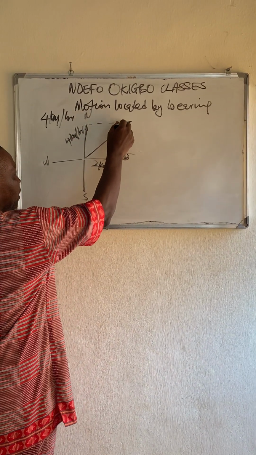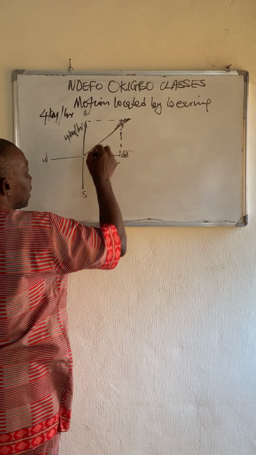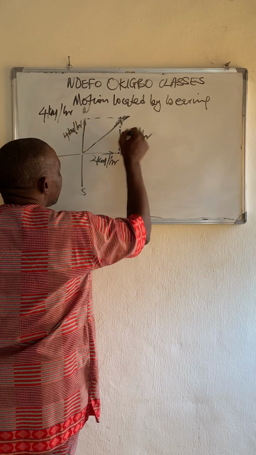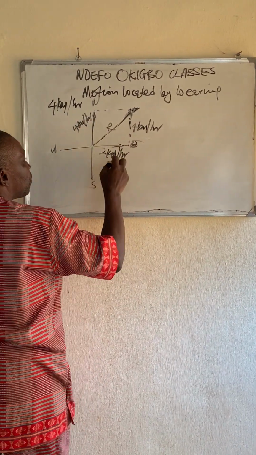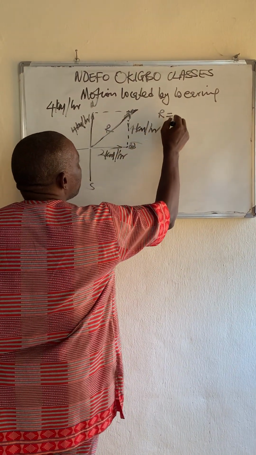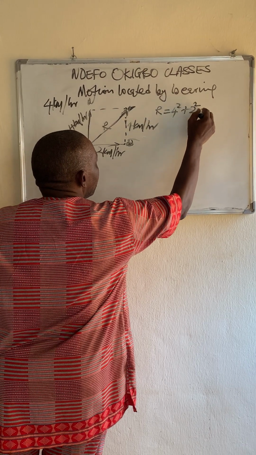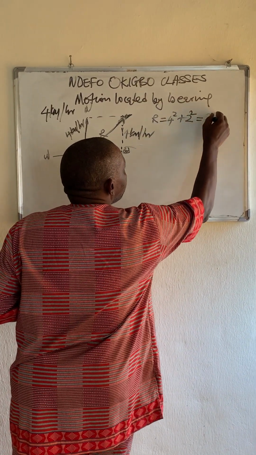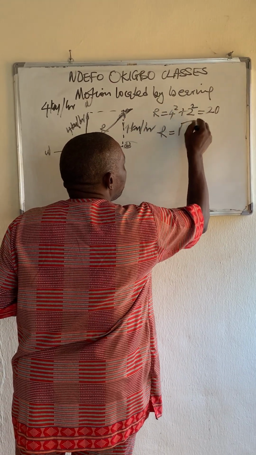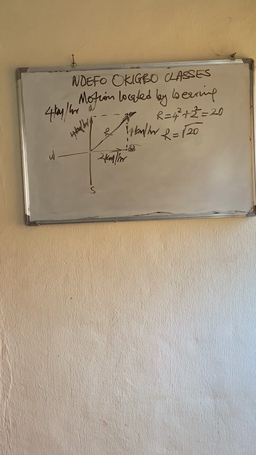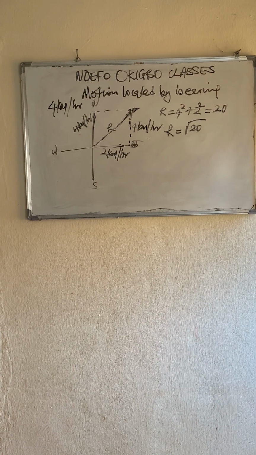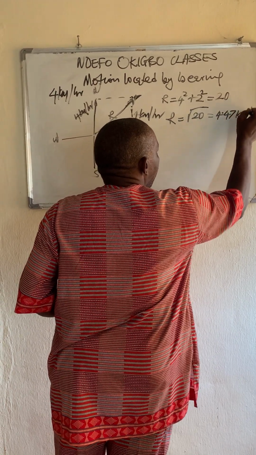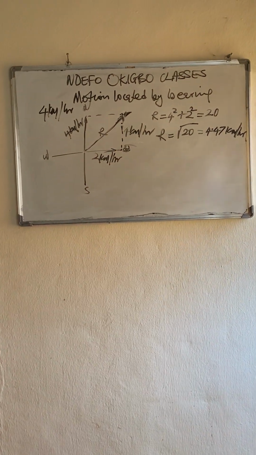The resultant is the hypotenuse of the rectangle. If we extend this 4 here, we have 4 kilometers per hour. So the resultant R by Pythagoras would be equal to 4 squared plus 2 squared, which is 16 plus 4, that is 20. So the resultant is the square root of 20, which is 4.47 kilometers per hour. That is the speed the bird will eventually end up with.